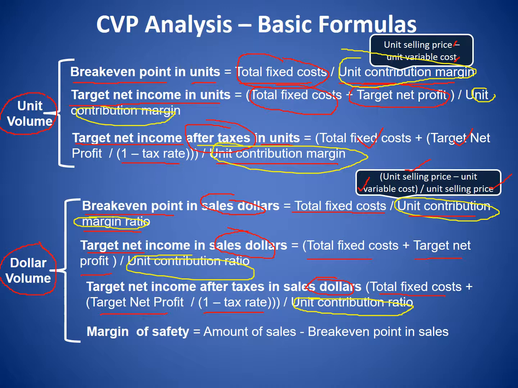Now, the last calculation is a little different. It's called the margin of safety. The margin of safety is basically the amount of sales that a company is at or that it wants to achieve minus the break-even point. And so margin of safety really is kind of a cushion between your present or predicted sales and your break-even point. It says, at what volume can your sales dollars drop before you hit the break-even point.